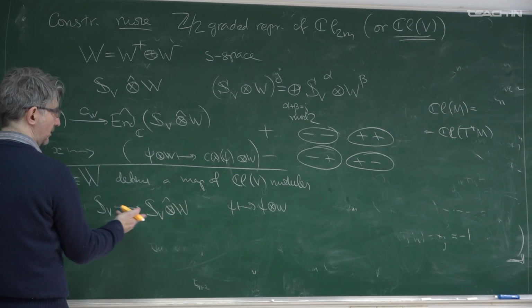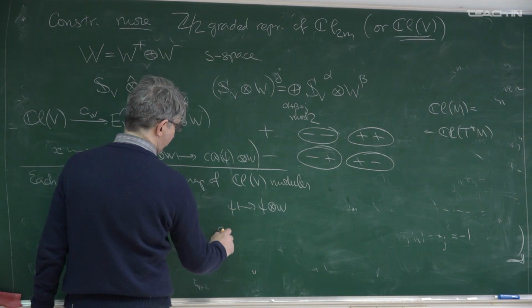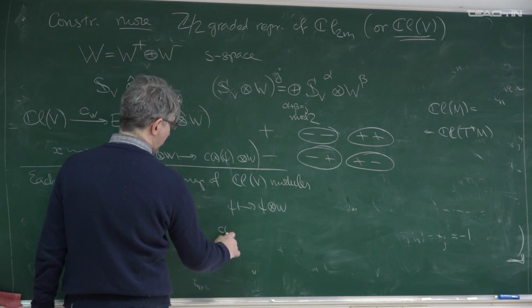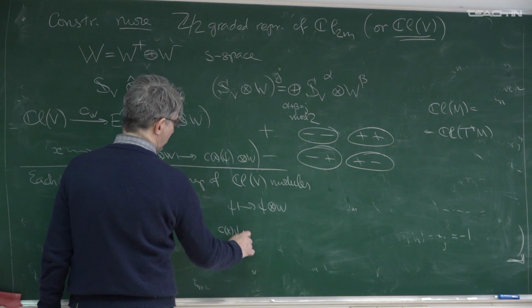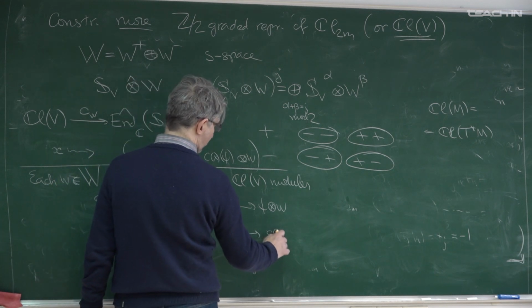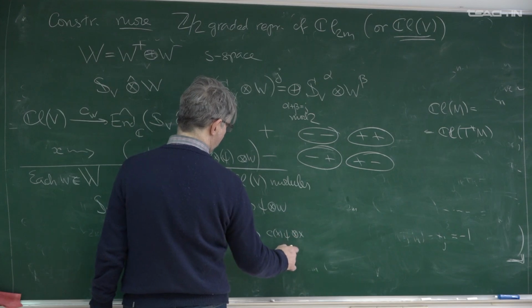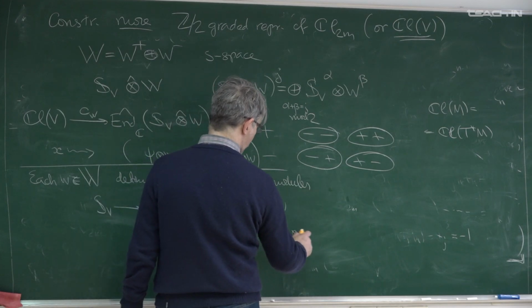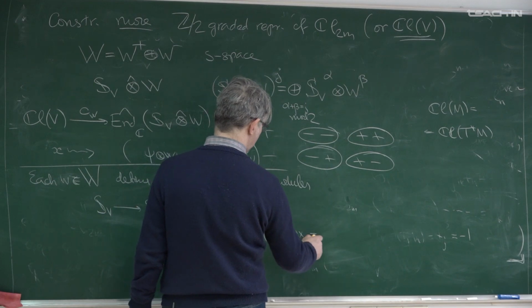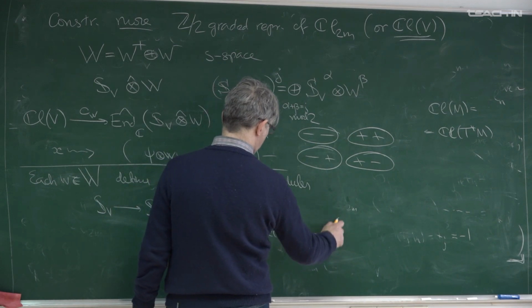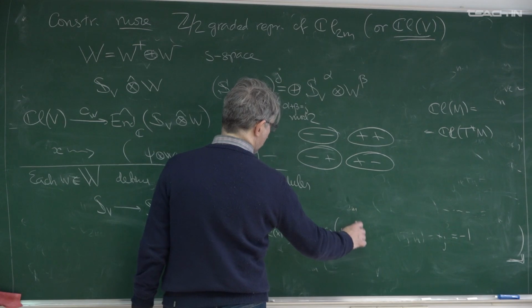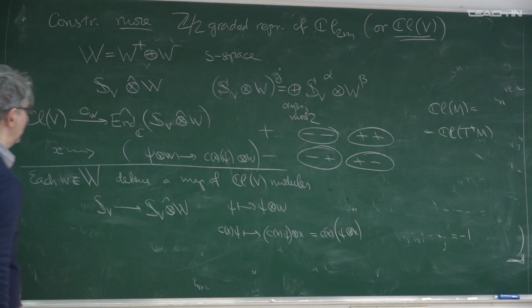So the action is, if you apply C of x to psi, then this thing is sent here, and this can be written in two forms. You can write parentheses here, or you can write them here. So this map is linear.